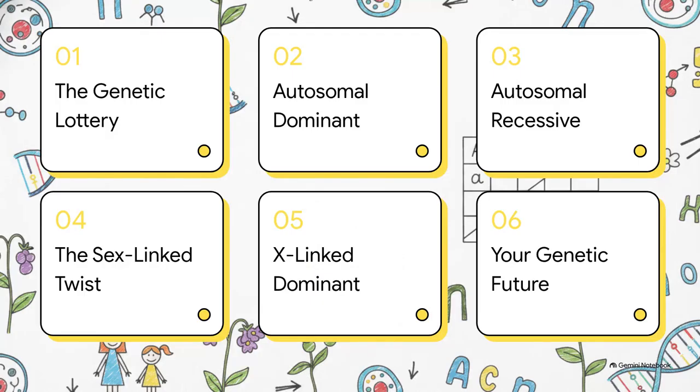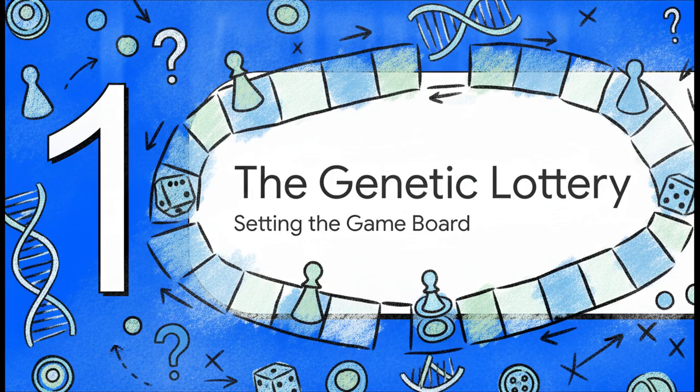Here's our roadmap for today. We'll kick things off with the rules of the genetic lottery, dive into autosomal dominant and autosomal recessive inheritance, check out the sex-linked twist through X-linked dominant crosses, and finally, decode your genetic future. All right, Section 1, the genetic lottery. Let's set up the game board and define our playing pieces.